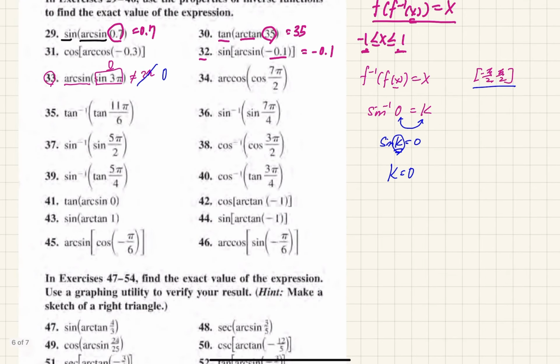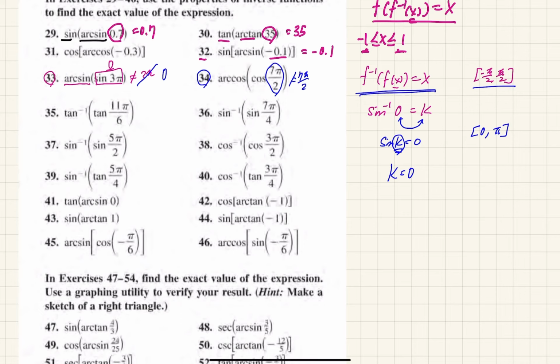And then 34. Arc cosine cosine. All right. This is the second composition rule case. So if 7 pi/2 satisfies the range of cosine inverse, what is the range of cosine inverse? The range of cosine inverse is between 0 and pi, right? If 7 pi/2 satisfied the range, the answer would be 7 pi over 2. But 7 pi over 2 is way greater than pi, so the answer is not 7 pi over 2, which means we can't use this rule.